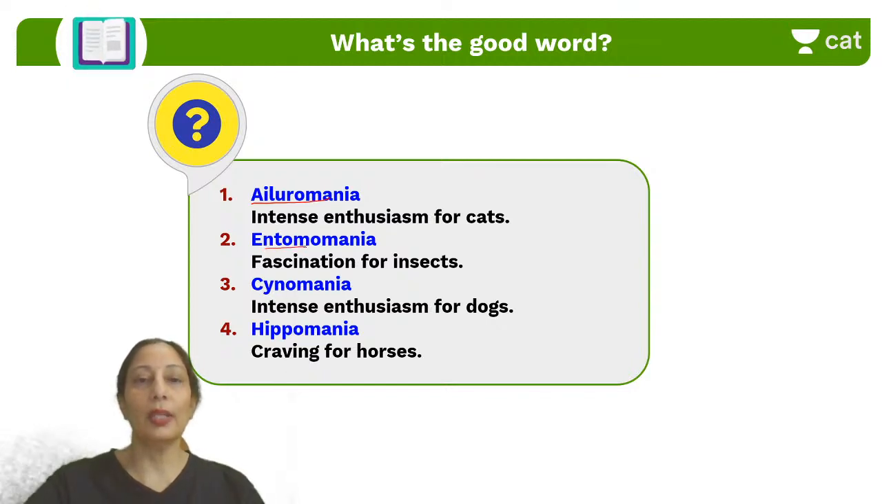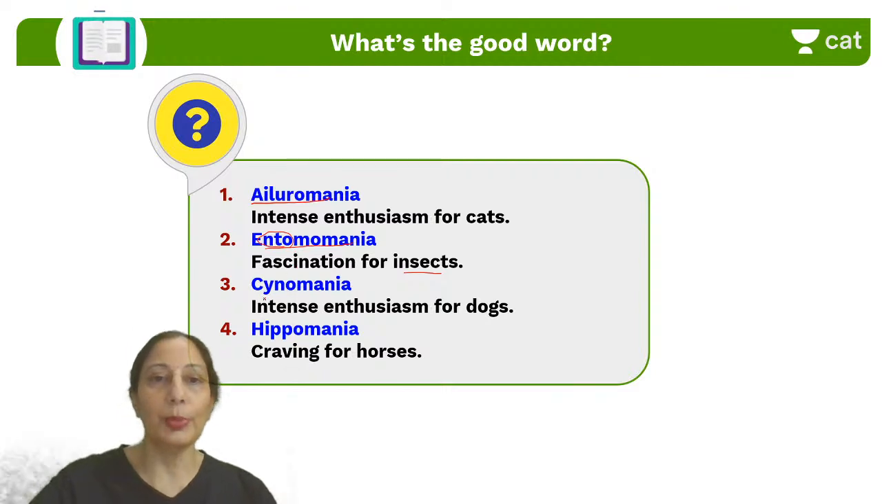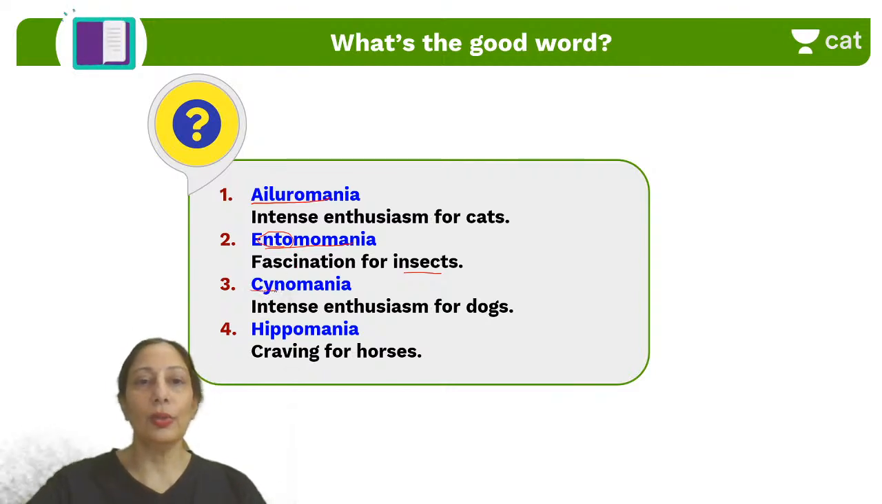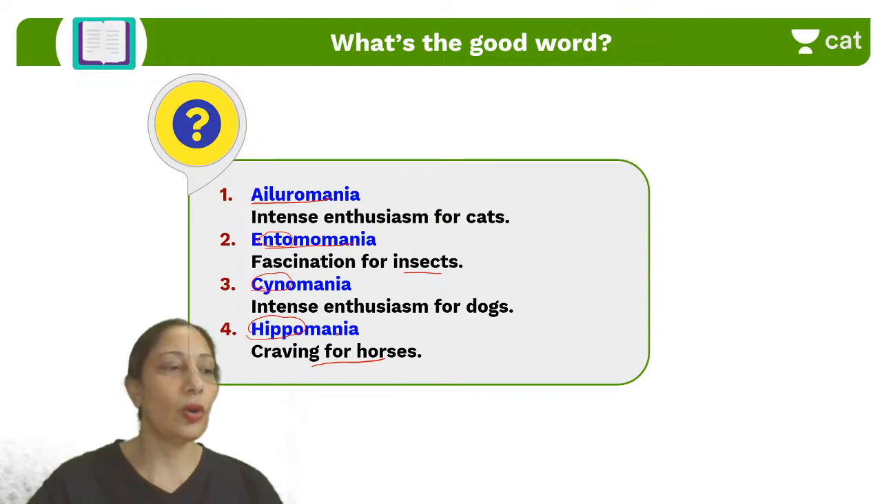Then you have Entomania. Entomania is a fascination for insects. This particular root ento relates to insects, just like you have entophobia. Similarly, cyno relates to dogs. You have cynophobia also, fear of dogs. An intense enthusiasm for dogs is called cynomania. Then you have what is known as hippomania. Hippomania is a craving for horses, guys. So hippo having to do with horses.